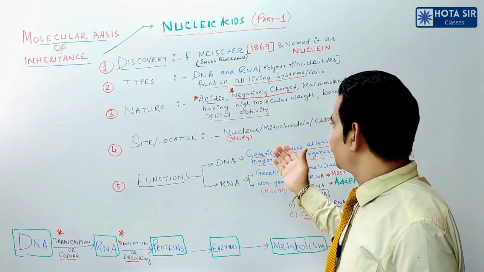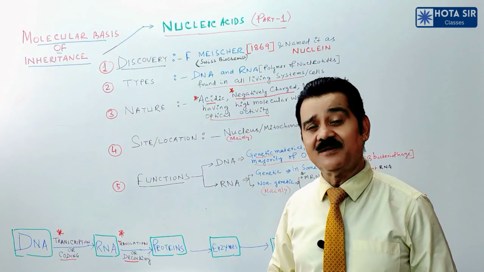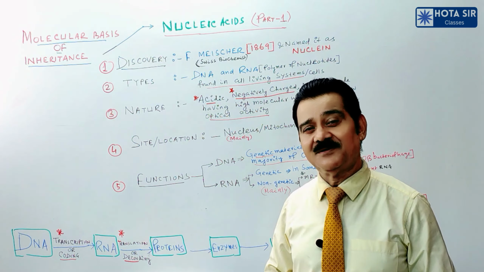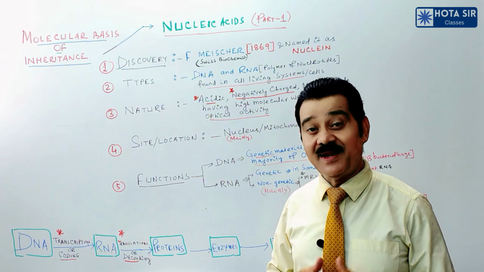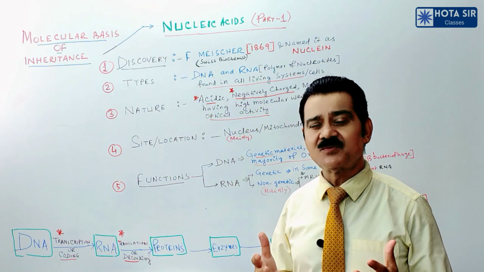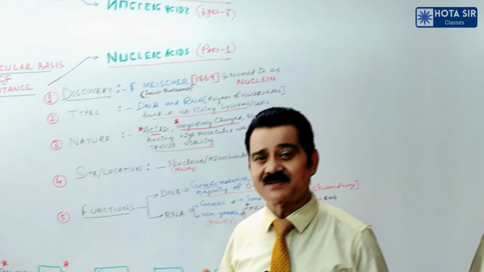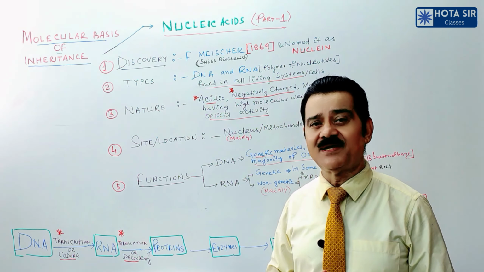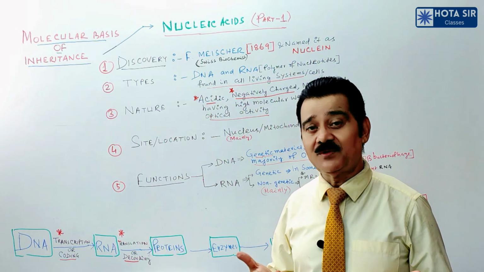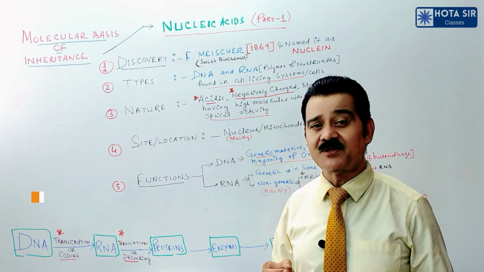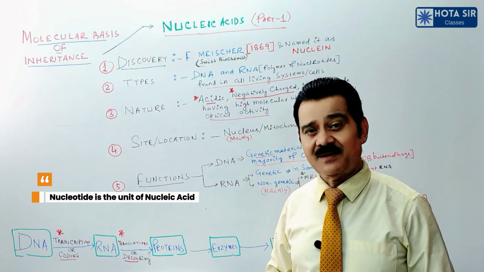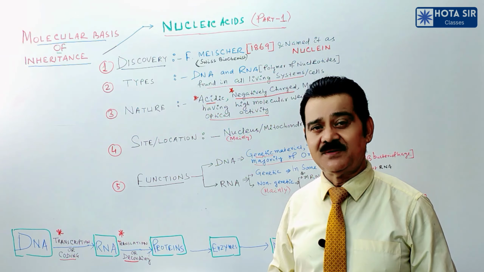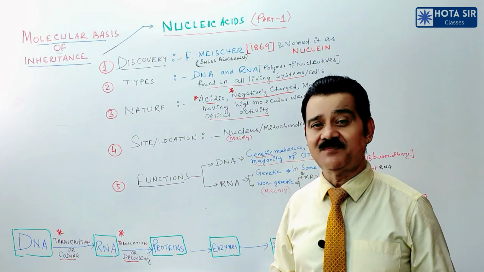Clear? Now next point is nature of the nucleic acid. Both nucleic acids, DNA and RNA, are acidic in nature, negatively charged, large molecules, means they consist of many monomeric units called nucleotides. You know that nucleotide is the unit of nucleic acid. And apart from that, both nucleic acids show optical activity, my dear children.